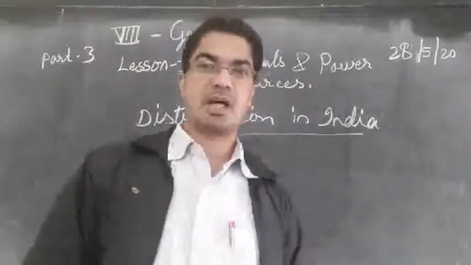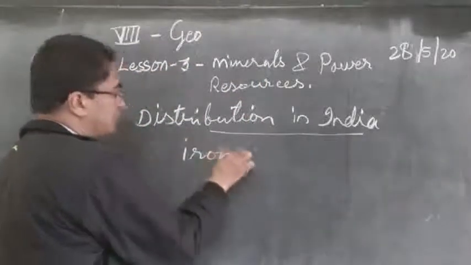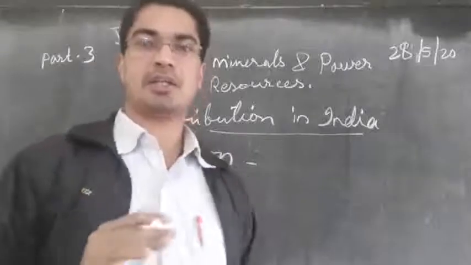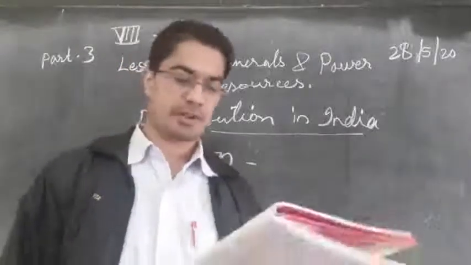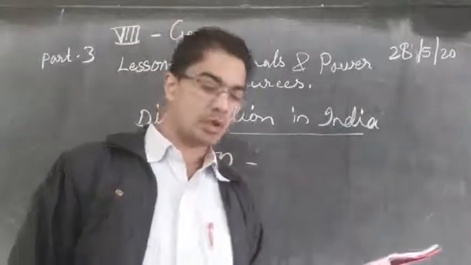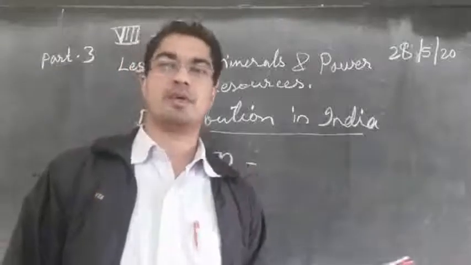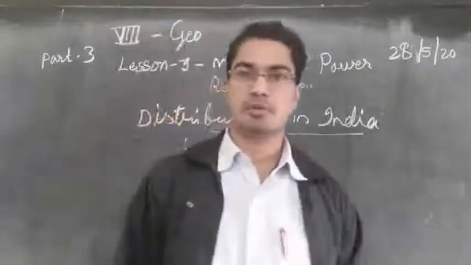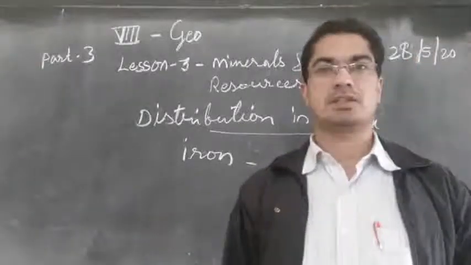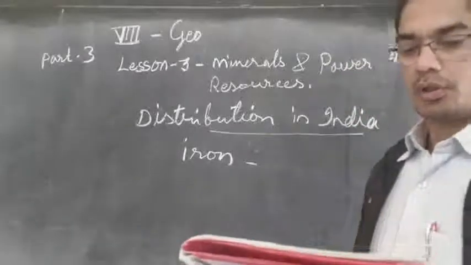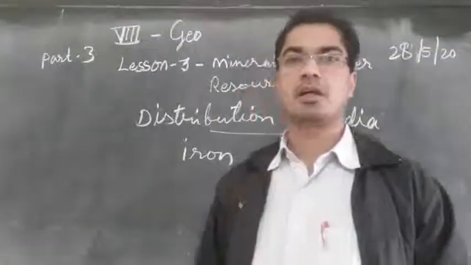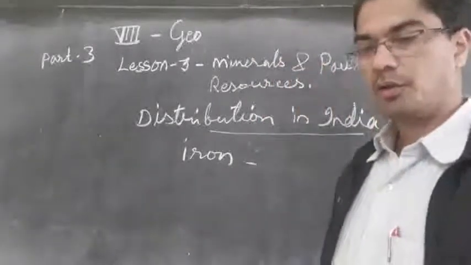First, let us see in which places iron is distributed in India. India has deposits of high grade iron ore, so the iron ore found in India is of higher quality. The mineral is found mainly in Jharkhand, Orissa, Chhattisgarh, Madhya Pradesh, Goa, Maharashtra and Karnataka. So quite many states in India have iron ore deposits, and they are of very high grade.